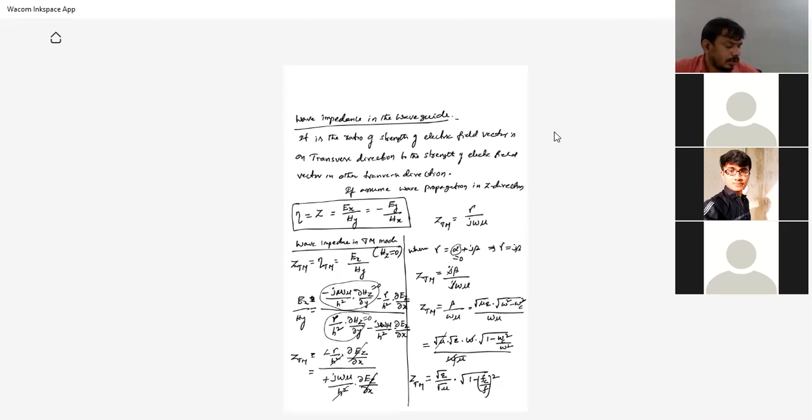Is it right? Sorry, small mistake here. This is omega square mu epsilon, also omega c square mu epsilon, and we can take root mu into epsilon out.